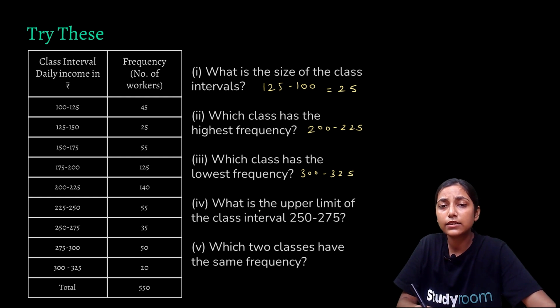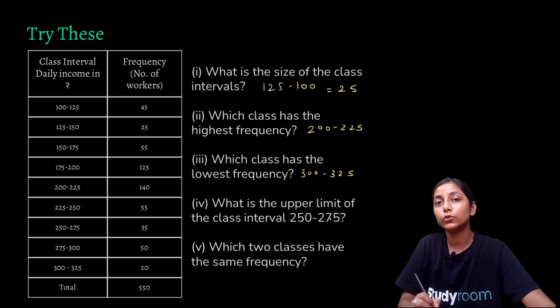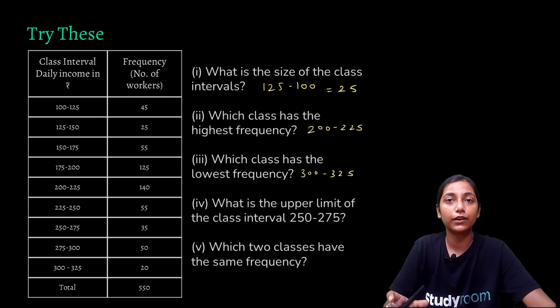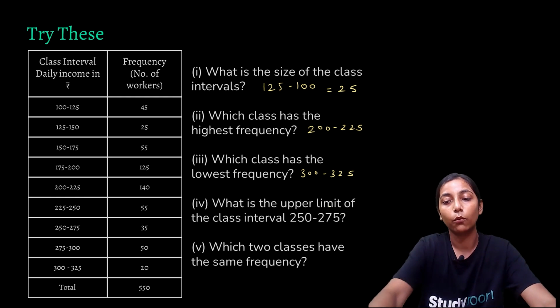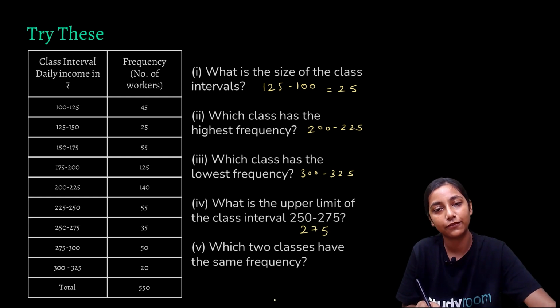The next question asked is, what is the upper limit of this class interval, and the class interval is 250 to 275. I've already told you that the upper limit of a class interval will be the entry that is written on the right side. What is that? The number is 275. So the upper limit for this class interval is going to be 275.